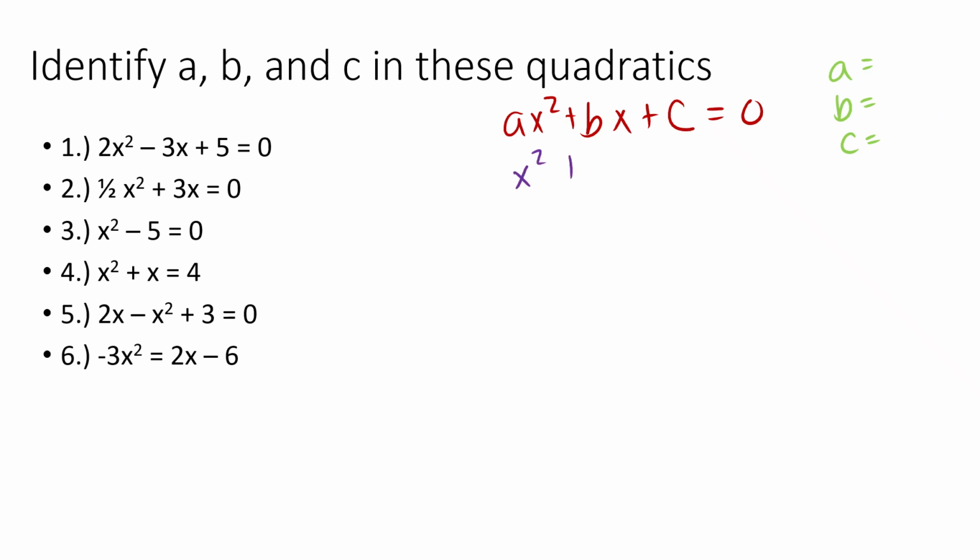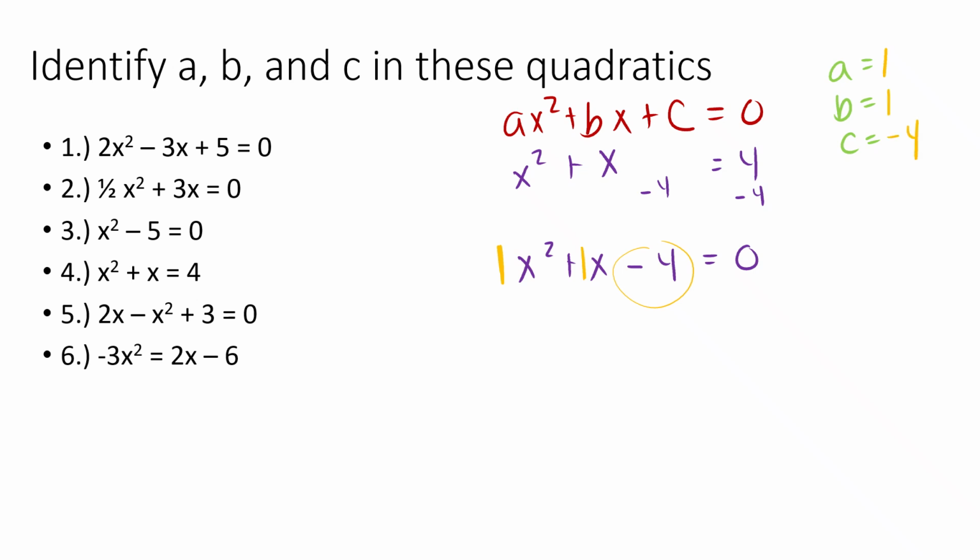Next one, we've got x squared plus x, and then we have equals 4, and that is problematic, okay? So if you're identifying A, B, and C, you need to make sure you have it equal to 0, otherwise we will have an issue. So the way we resolve that is we're going to subtract the 4 from both sides, which will give us x squared plus x minus 4 equals 0. And now we can see our values. We have 1x squared plus 1x minus 4. So A is 1, B is 1, and C is -4.